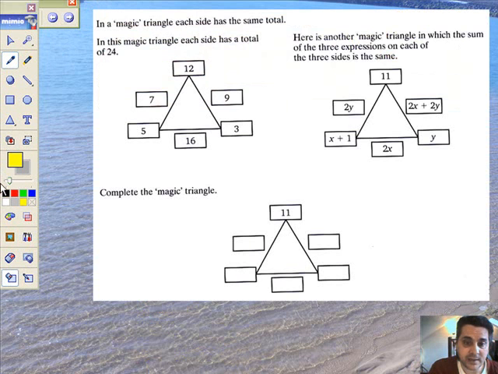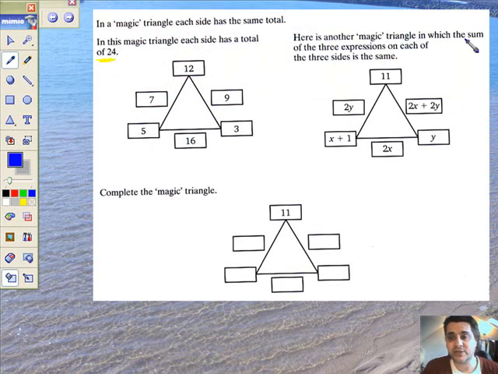Really easy. Now I really like this question. I've not seen one like this before. It's simultaneous equations with magic squares. So in a magic square, each side has the same total, so that all comes to 24, and they tell us that anyway right there. I think I'll work in blue.